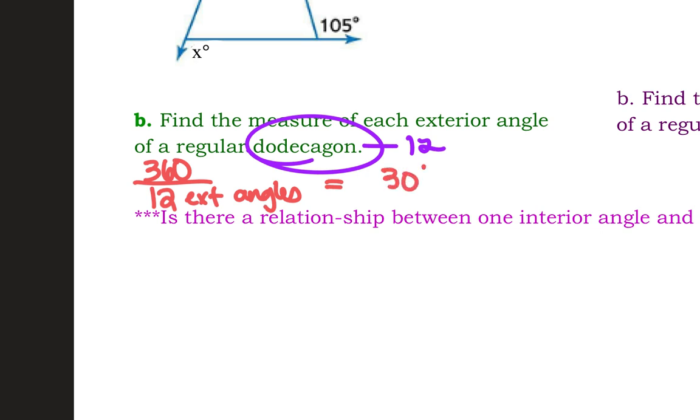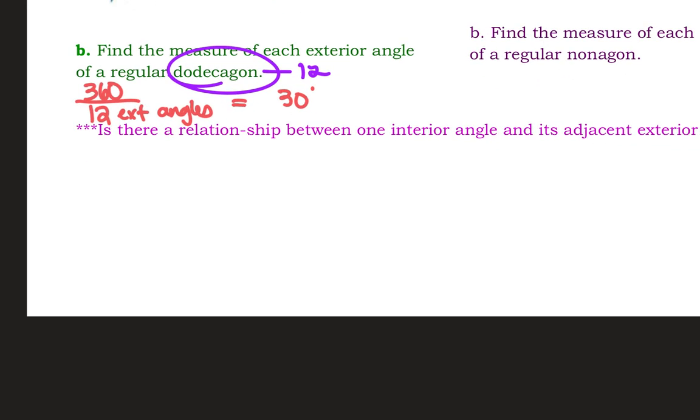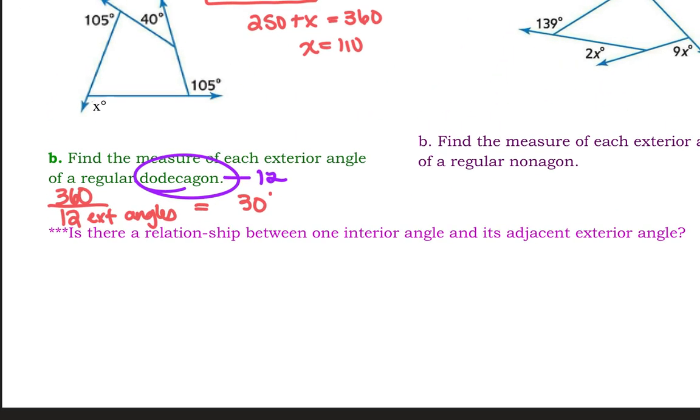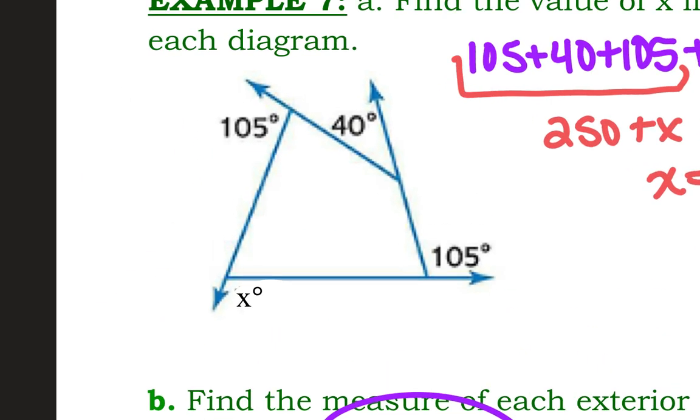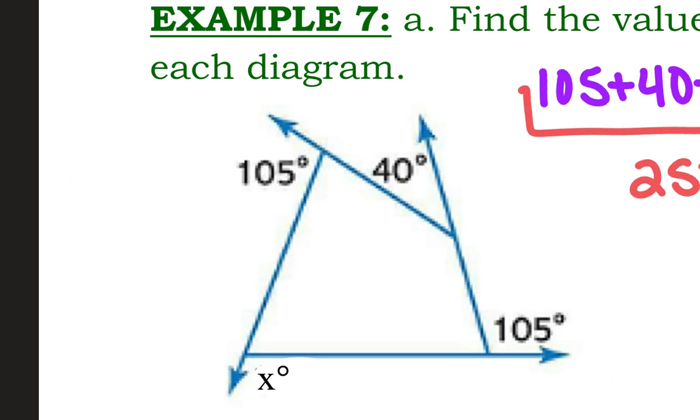30 degrees, good. I'm not going to have you do the practice because I'd rather spend time on this explanation. It says, is there a relationship between one interior angle and its adjacent exterior angle? Do you think there is a relationship between an exterior angle and the adjacent interior angle? 180. These are all supplementary angles. They're all linear pairs. So these two are a linear pair. Every exterior and every interior should equal 180.